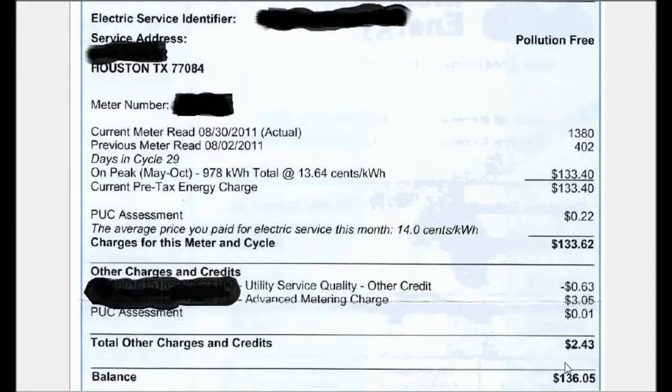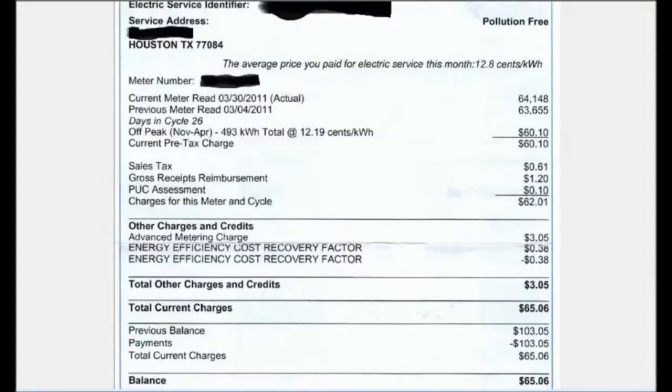Because of what I paid, and because it was so hot, I felt like there were probably some more efficiency gains I could get, because the SEER rating didn't really change any, as you'll see coming up. Basically, to get my air conditioning cost, I took this 136.05 minus that low bill of $65.06, which came to right at $70.99. So we round that up to $71.